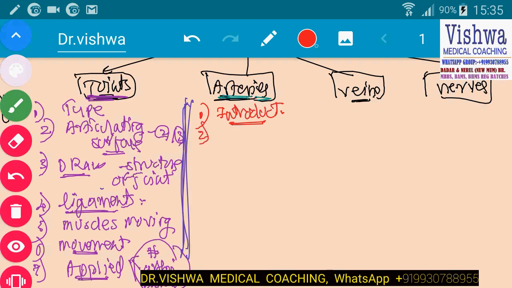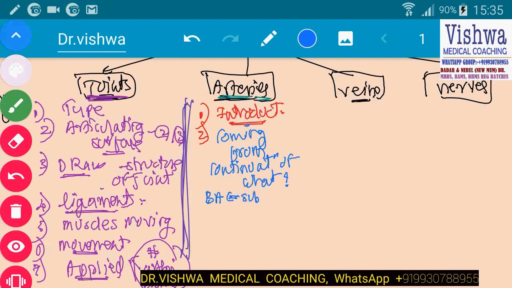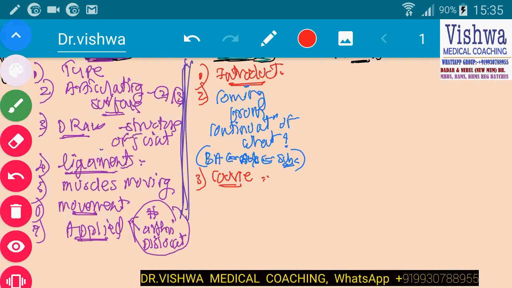Second, every artery is a continuation of some other artery. So where exactly is it coming from? Or it is a continuation of what? Like for example, all of us know brachial artery is a continuation of axillary artery, and axillary artery is coming from subclavian artery. So all those hierarchies. Third, what is the course of an artery? That means ये artery कहाँ से कहाँ जाता है.